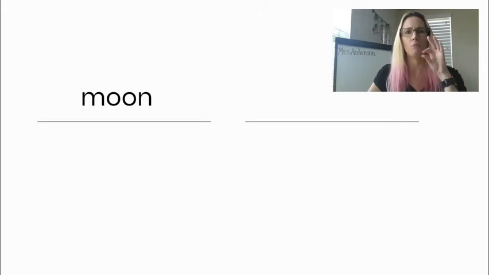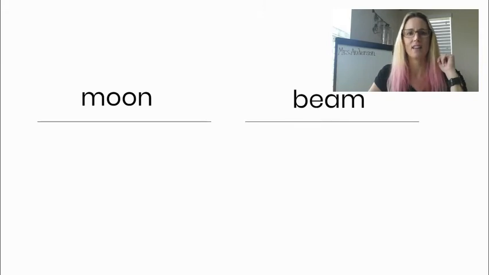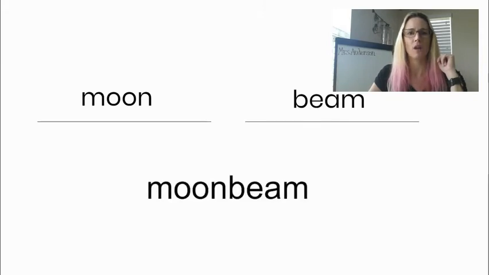And beam, b-e-m. So I have to figure out the spelling of the long E here. And in the word beam, my choices would be E-E, E-A, or E-Y. And moonbeam is spelled with an E-A. Okay, I want to make sure that I always spell that together. So I write it there. I want to cover up my word and practice writing it on my own so that I can make sure that I'm able to spell that word.